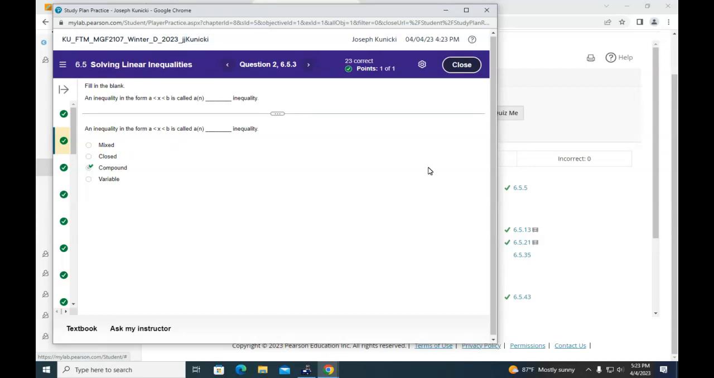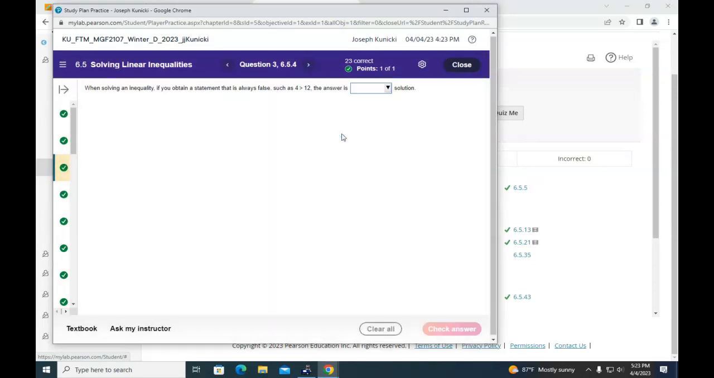Okay? So that's what I mean by we do the same operation on all three sides. The first operation was add 1. The second operation was to divide by 2. Okay, so that's compound inequality number 4.